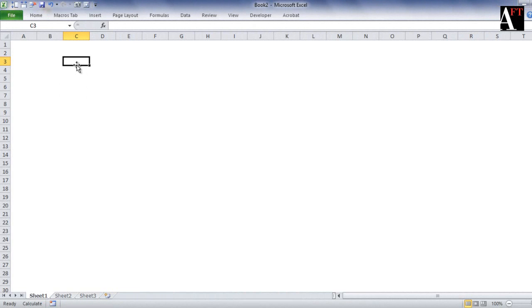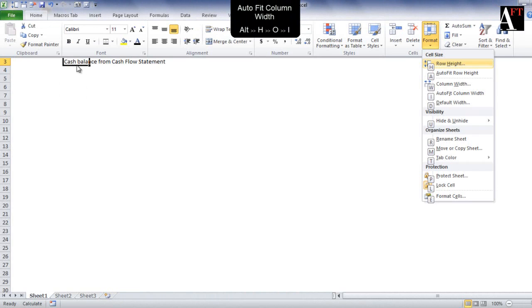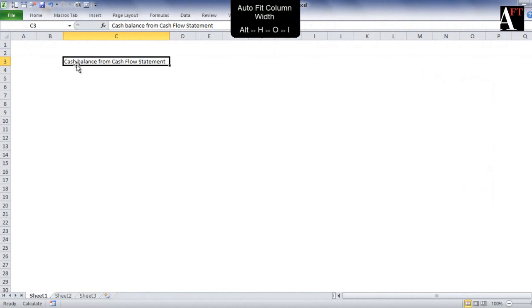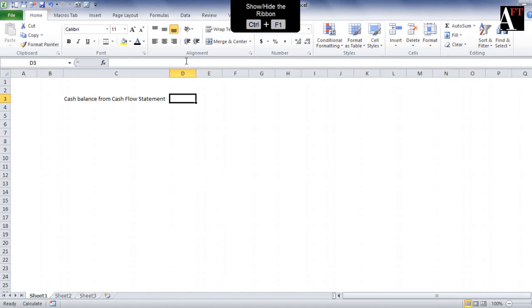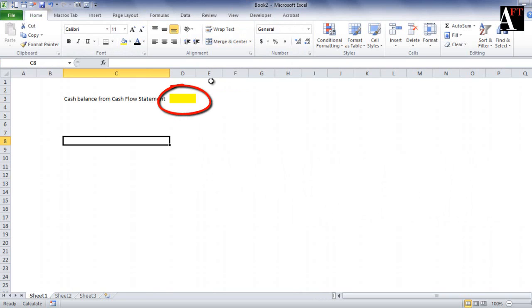Let's understand the cash balancing mechanism in this session. So the cash balance available from the cash flow statement could either be a positive number or a negative number here. Now, if it's a positive number, then it's the positive cash balance and we need to take it to the asset side.